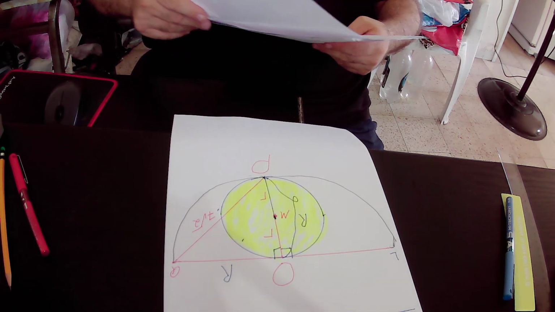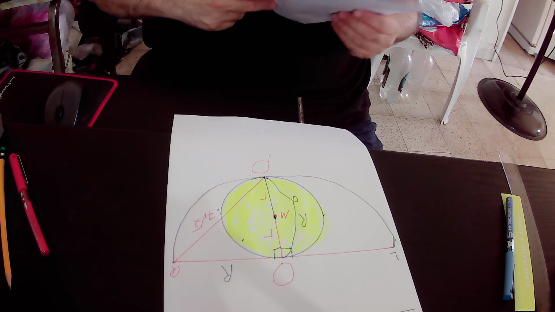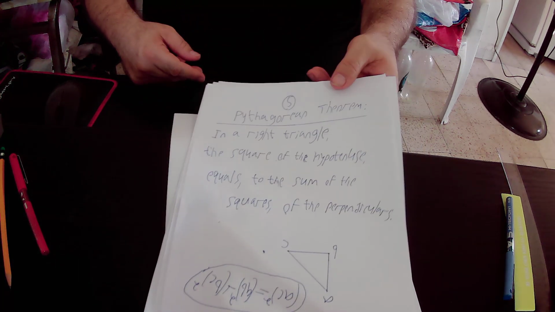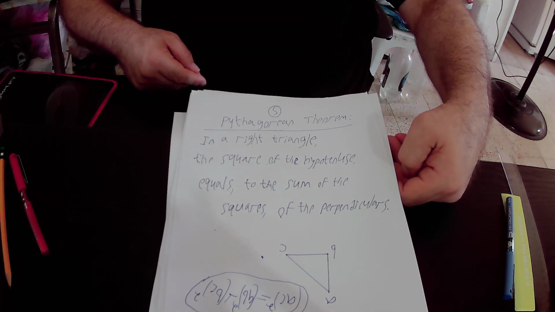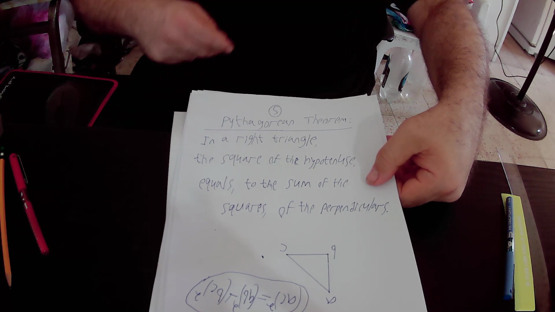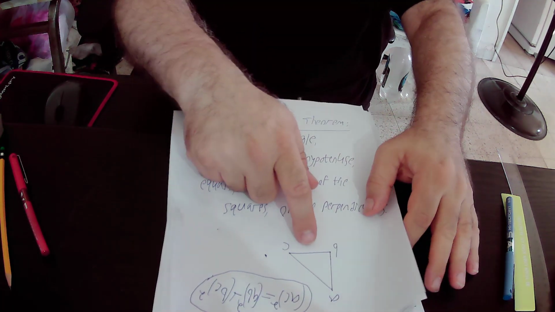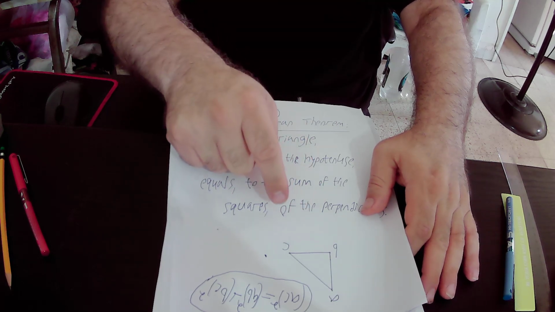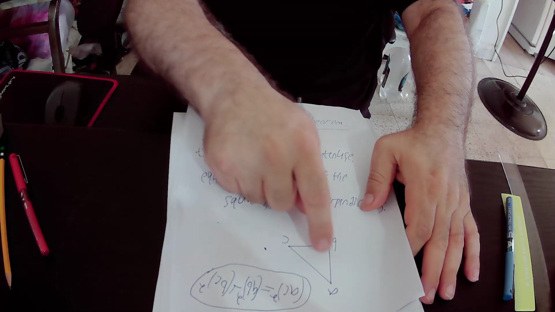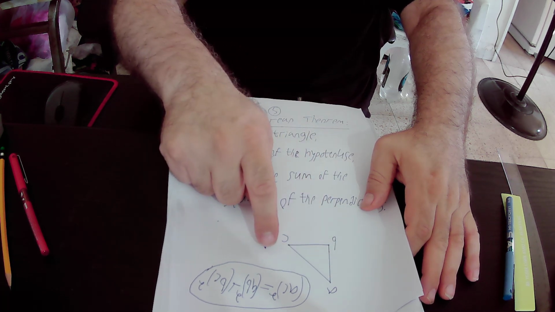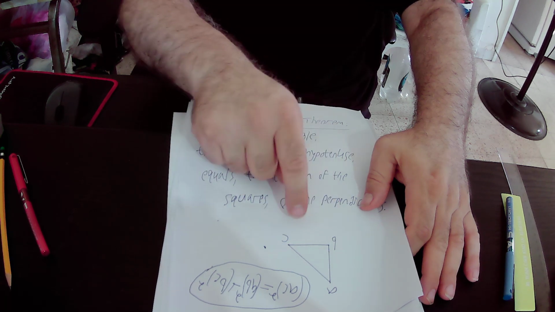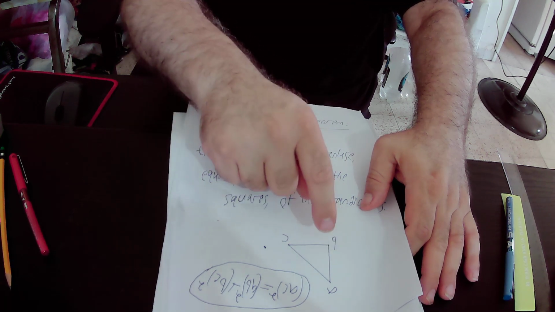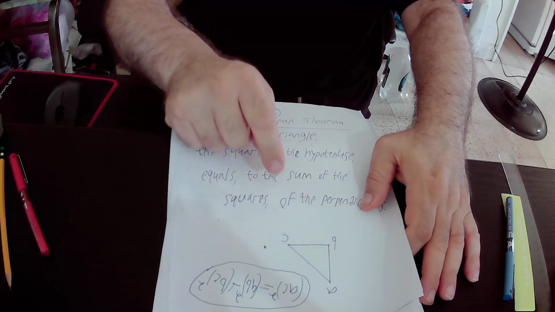The Pythagorean theorem states that in a right triangle, the square of the hypotenuse equals the sum of the squares of the perpendiculars. So if this is our right triangle, then AC squared, the square of the hypotenuse, equals the sum of the squares of the perpendiculars. That is to say, AC squared equals AB squared plus BC squared.